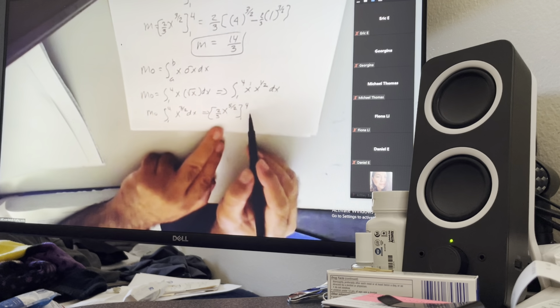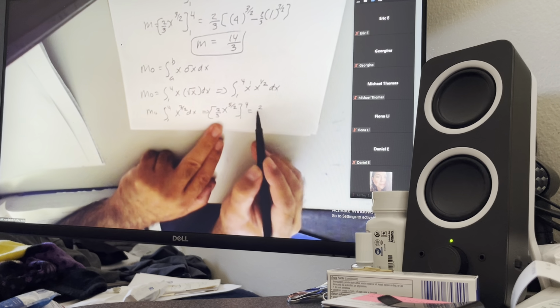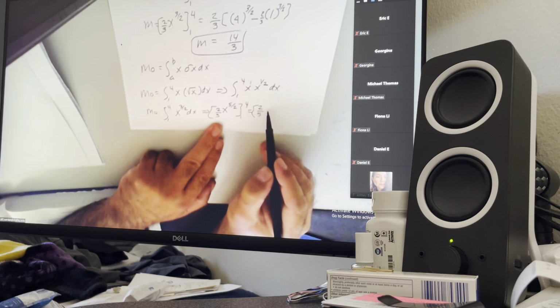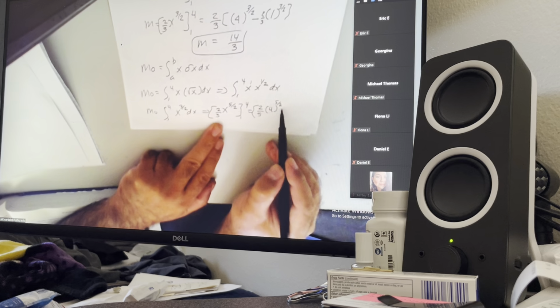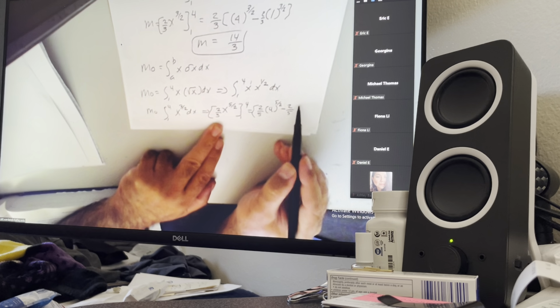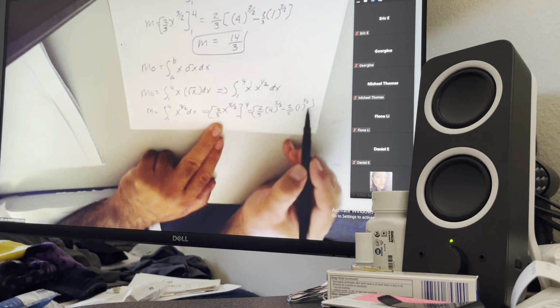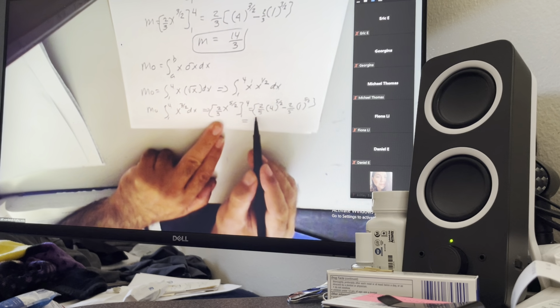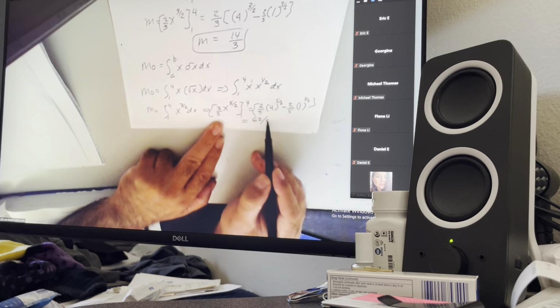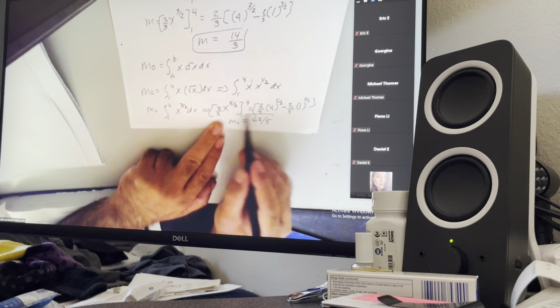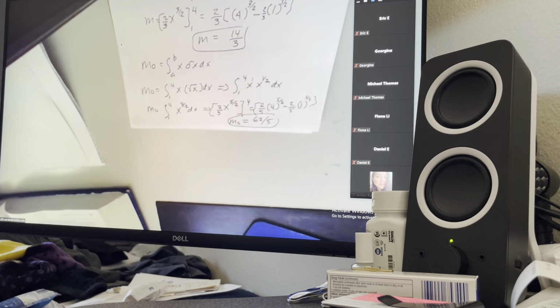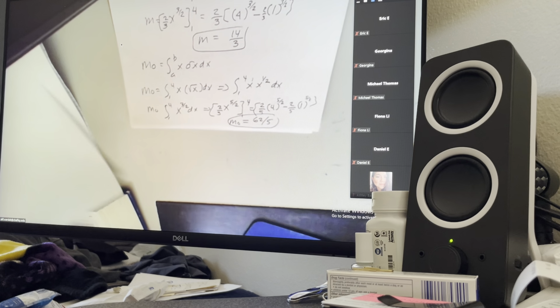The rest you can do with a calculator. So that would be 2/5, and x at the upper limit is 4, so that's 4 to the 5/2, minus 2/5 of the lower limit, which is 1 to the 5/2. If you solve this, that gives you 62/5. If you're allowed to use a calculator, you can simplify. Now our final answer is all about the center of mass.